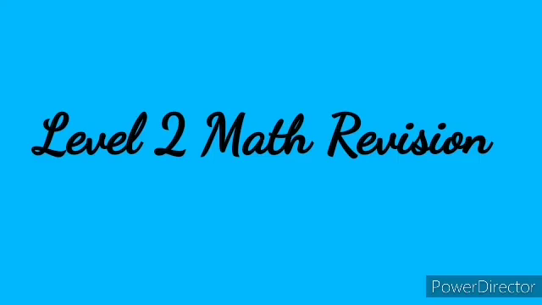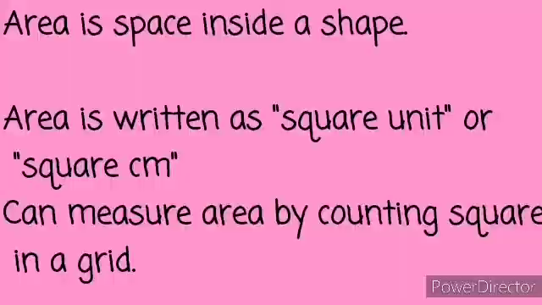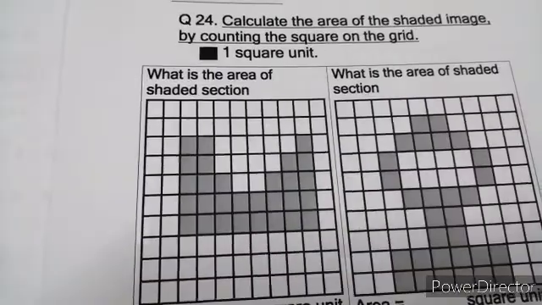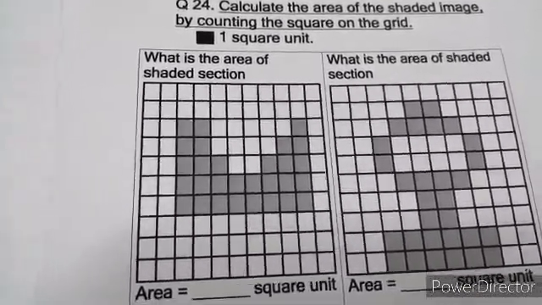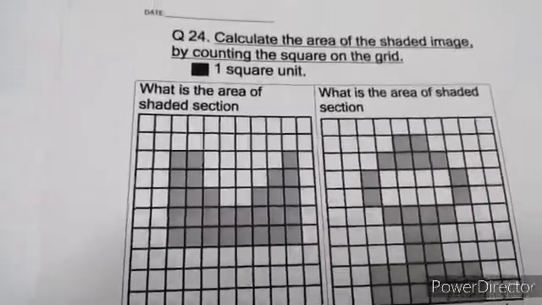In the last video, we completed till money and time. Now today let's start with area. So what is area? Area is a space inside a shape. And area is always told in square units. So we have to count the number of small squares inside our shape and write the area. That is the method we have learned to calculate the area. So let's start doing our workbook exercise.